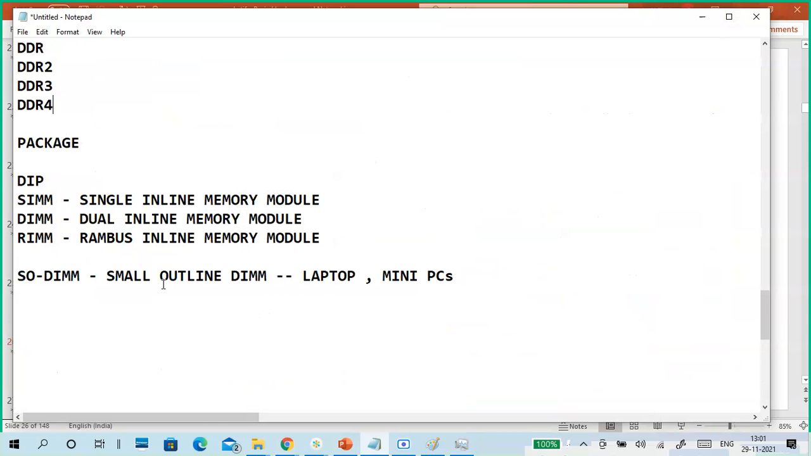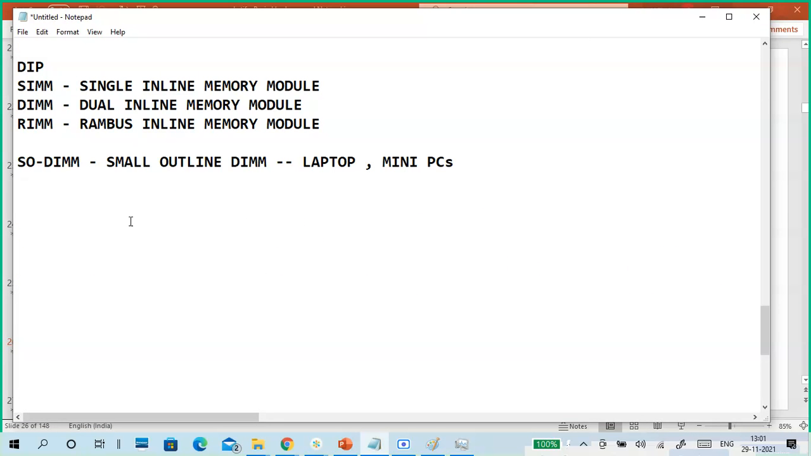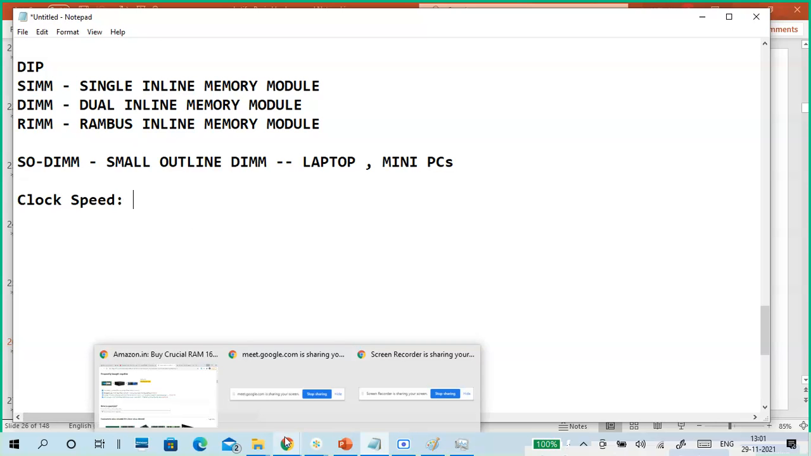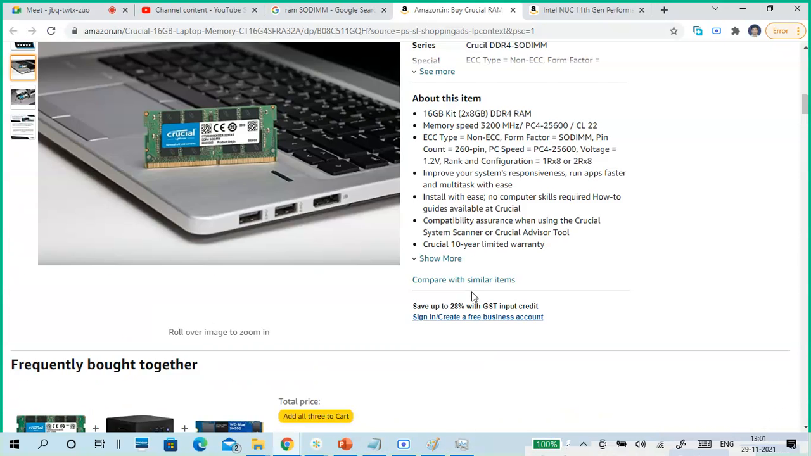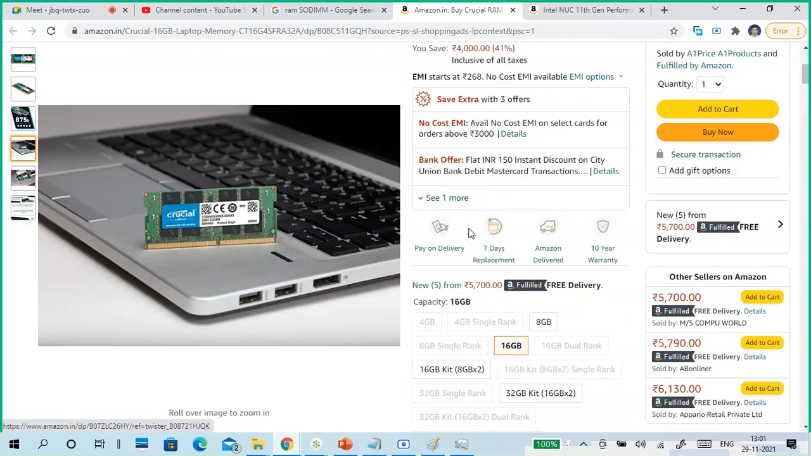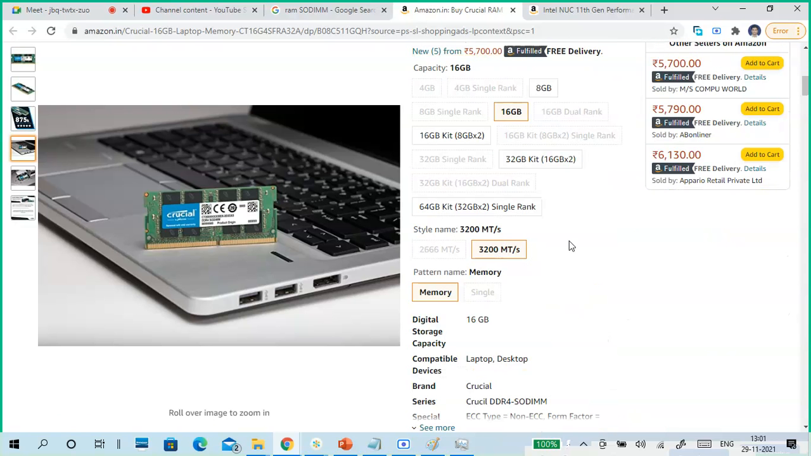DDR4 is a new one. So when you purchase a RAM, what are the things we have to check? Clock speed. Every RAM has a certain clock speed. Most RAMs don't write it in gigahertz, even if it is in gigahertz. They write it in megahertz, see, like this.